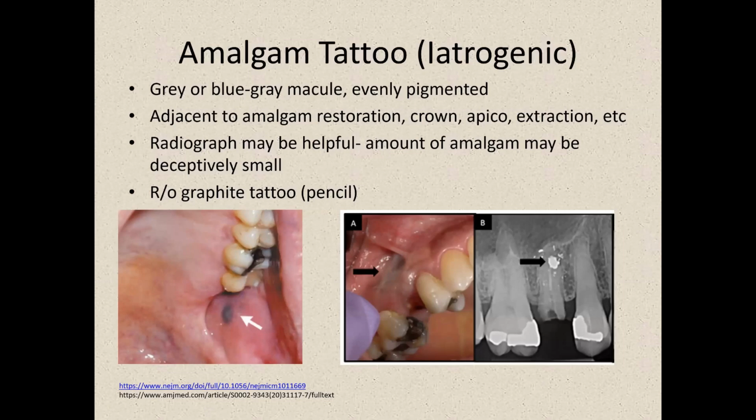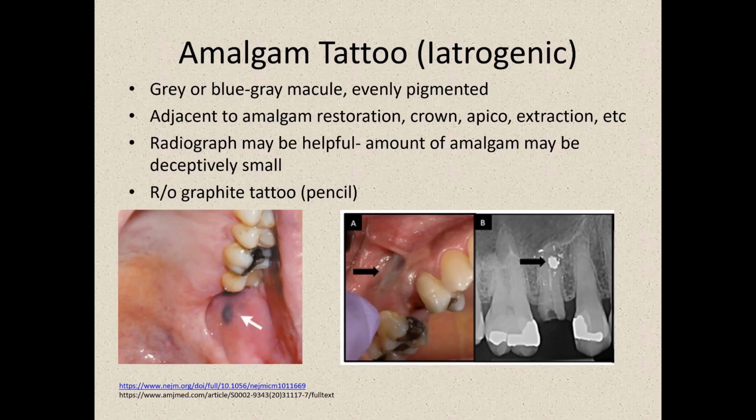So you might have a white line in the middle where the area of trauma occurred, but for the most part, they're just this spot of blue-gray. And they're right next to an amalgam restoration or perhaps a crown. If the patient has a crown, they probably had a buildup or a large amalgam filling under it.